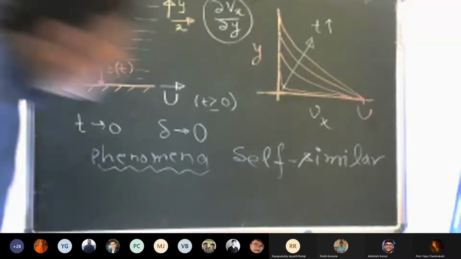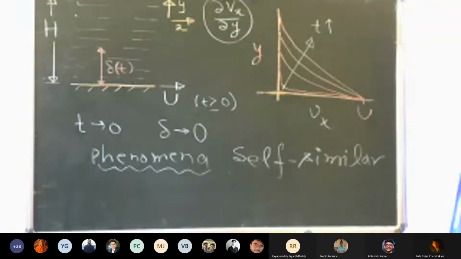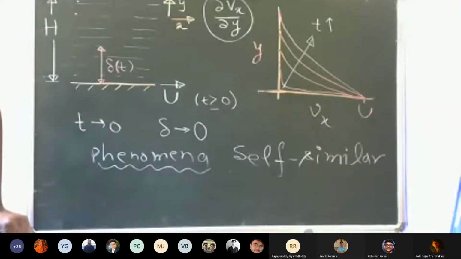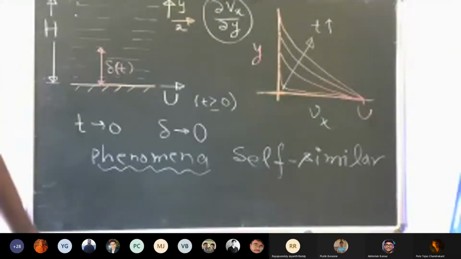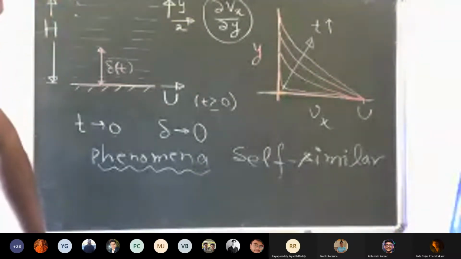So what we are saying is that this phenomenon is self-similar. That is point number one. Now, without solving this problem, if you want to know the velocity profile, how will it look?